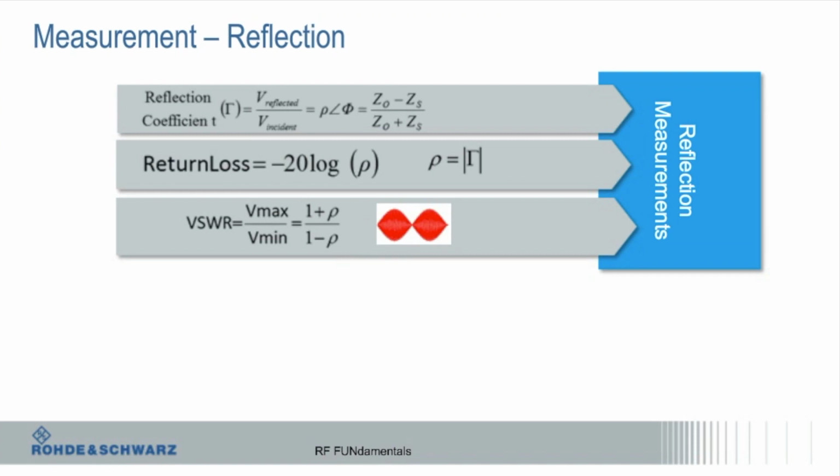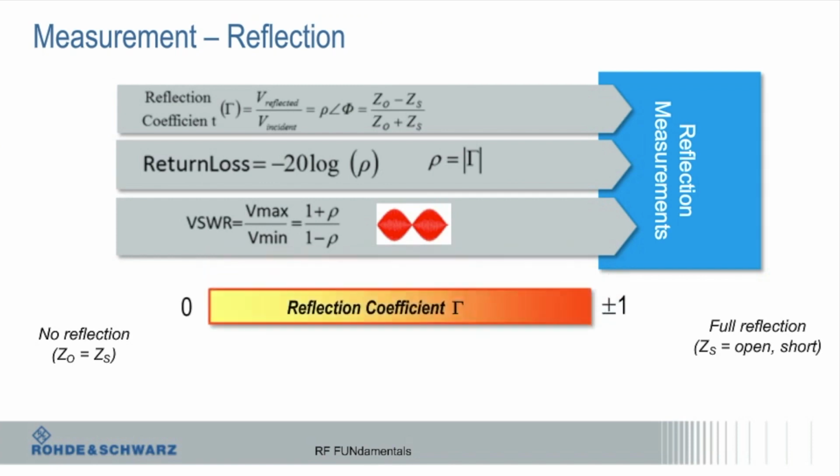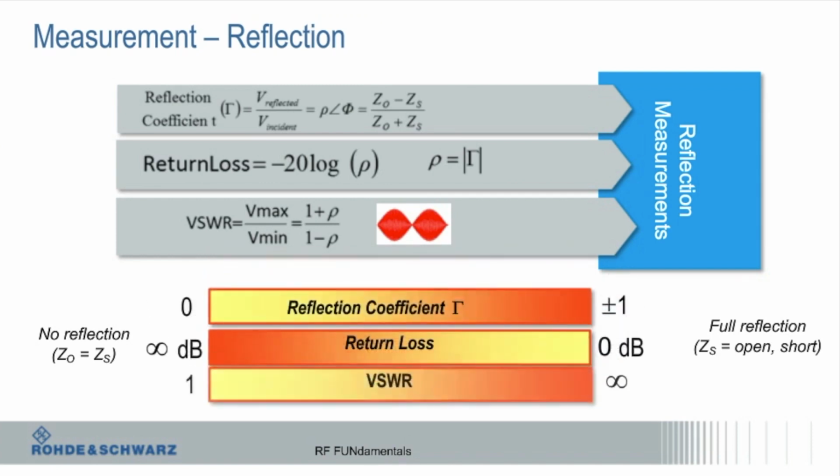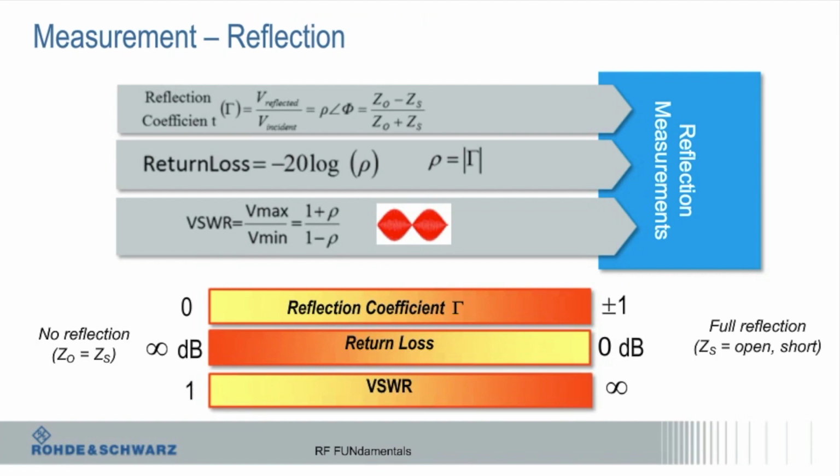So, you can tell it, I want to look at the reflection coefficient, I can look at return loss, I can look at VSWR, all kinds of things. But they all really are measuring the same thing. So, no reflection, good. Full reflection, bad. Some of the different metrics: a reflection coefficient of 0 is perfect, and 1, plus or minus 1 depending on the phase, is fully reflected. And then a return loss of 0 is basically fully reflected, et cetera, et cetera.